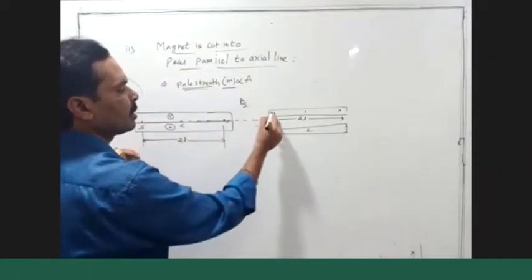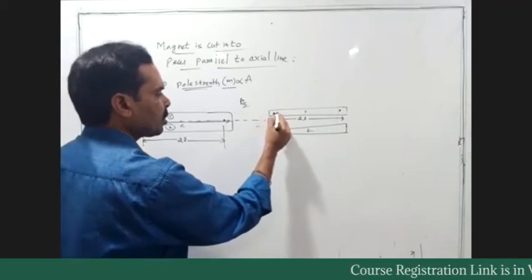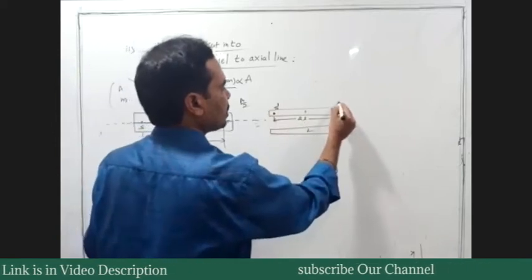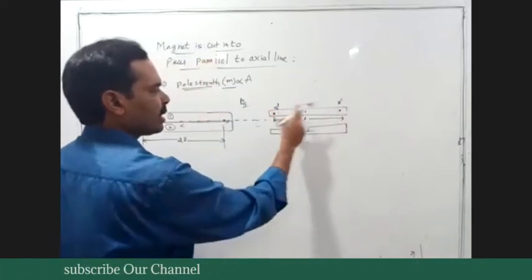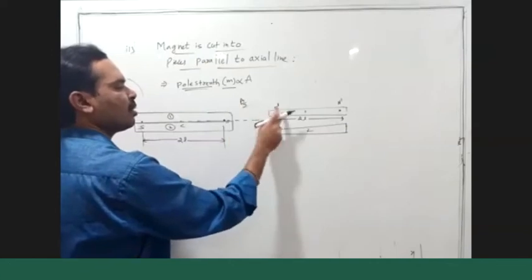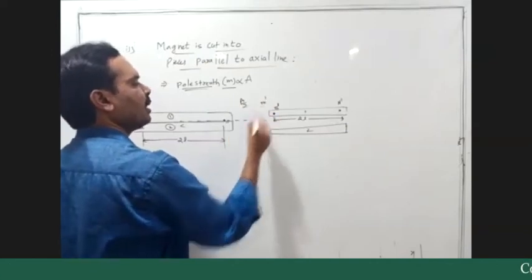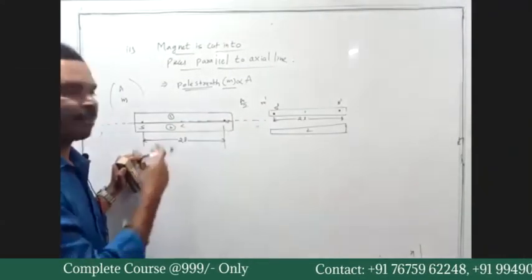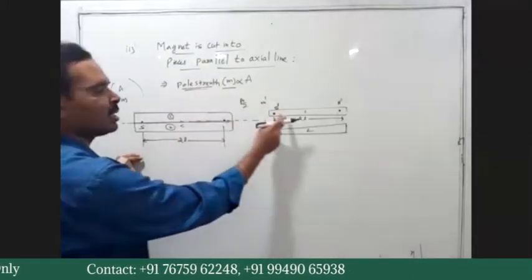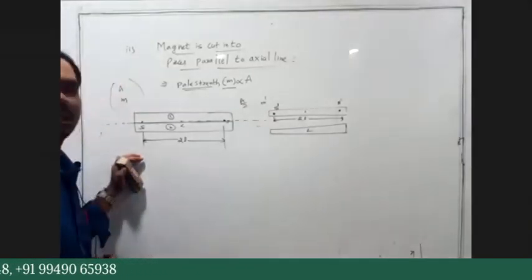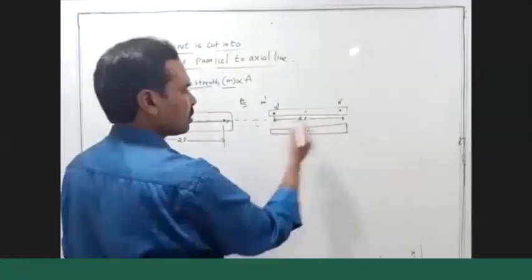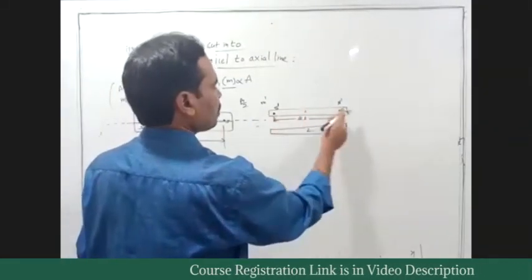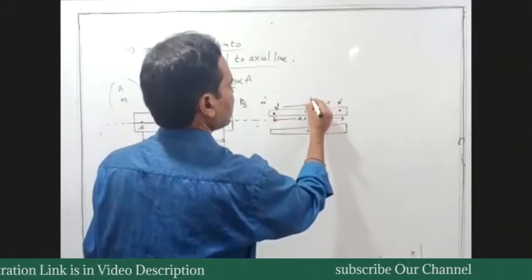So obviously this has a new pole strength; I take this as S dash and this as N dash. Why do I take separate poles here? Its pole strength is different, that is M dash. Why? Because the area of cross section has changed, so the pole strength has changed. Therefore I take it as M dash, right? So now its magnetic moment from south pole to north pole is M dash.